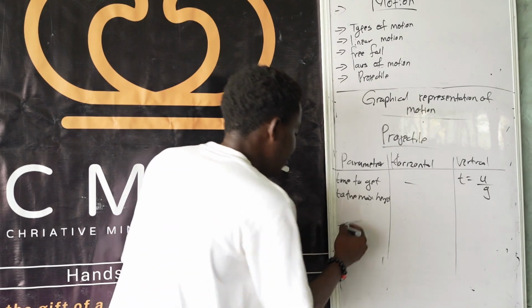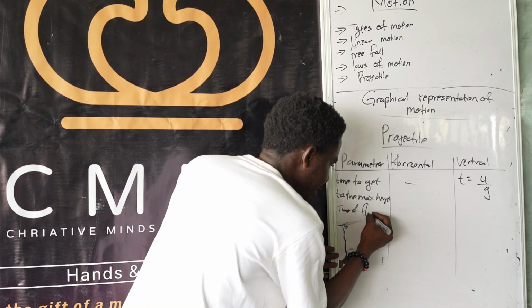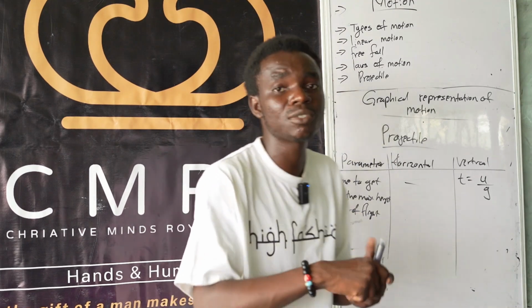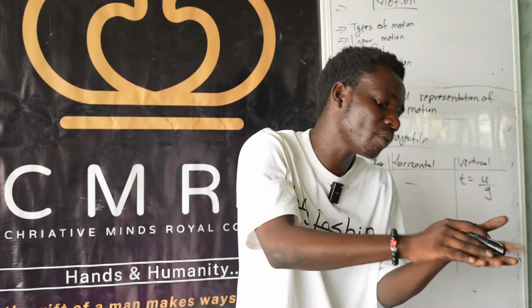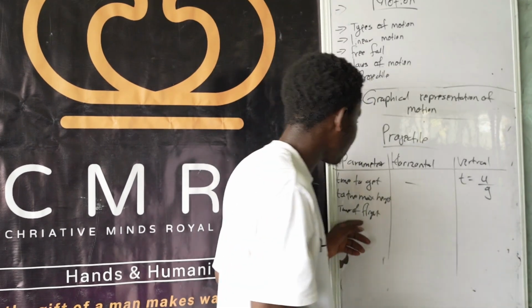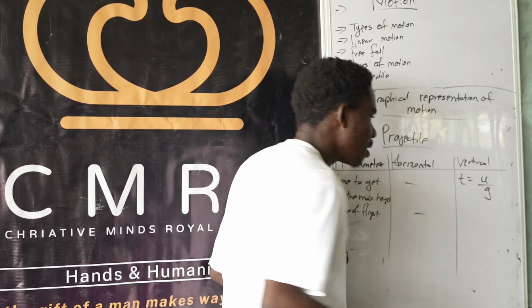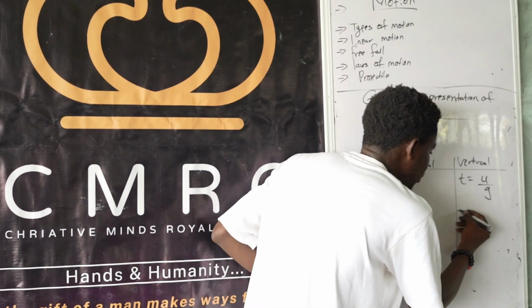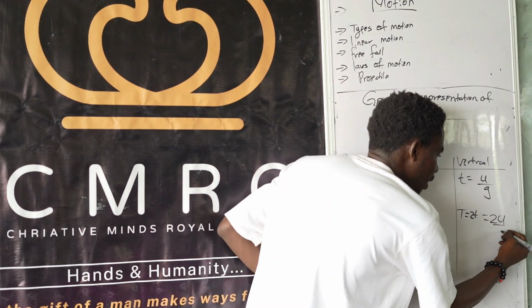If you are asked to calculate the time of flight, which is the time taken to get to the maximum height and come back to the projection plane again. I throw this thing up like this. The time it takes to go up and come back to where I projected it from, that is what we call the time of flight. For the horizontal direction too, no. But for the vertical direction we have T equals 2t, which is 2u over g.